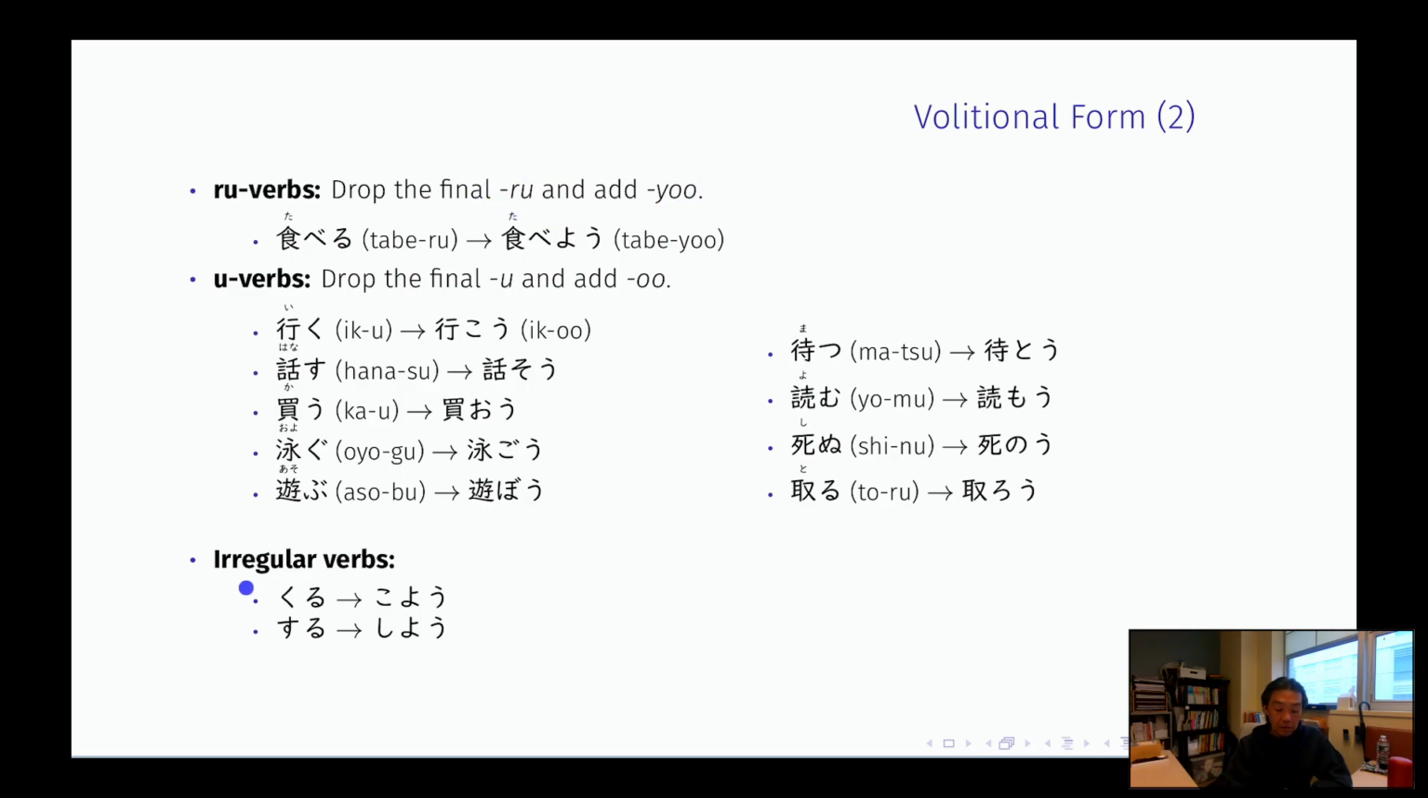Okay. Irregular verbs, you just have to know two irregular verbs in Japanese, kuru and suru, and they're irregular, so you just have to memorize the form. Volitional form of kuru is koyo, and volitional form of suru is shiyo.